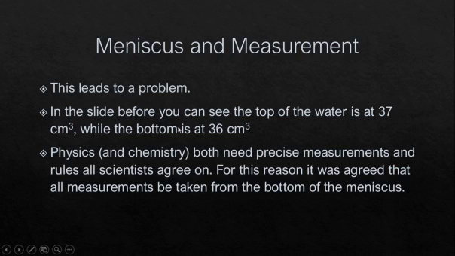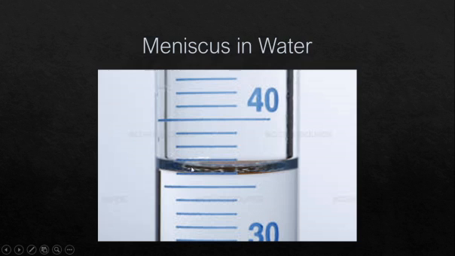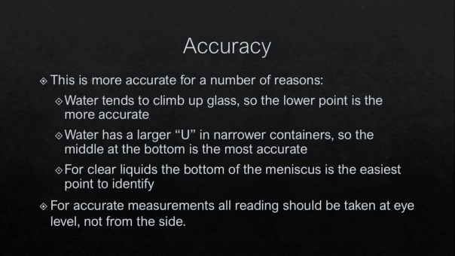So again, like we said, we need the standard unit, so we need a precise way to measure that we can all agree on. Because if some people use the top of the meniscus and some use the bottom of the meniscus, that's not going to give us good measurements and they're not going to be reproducible. So for this reason, it was agreed that all measurements be taken from the bottom of the meniscus. So when you're taking a measurement, you always measure from the bottom of the meniscus. And that is the better way to do it because this is more accurate.